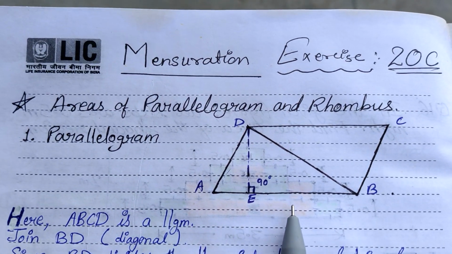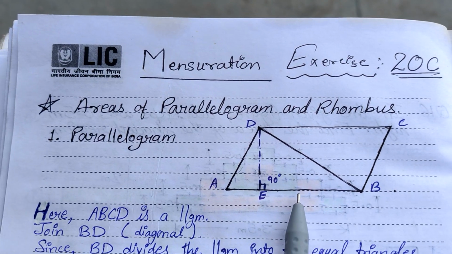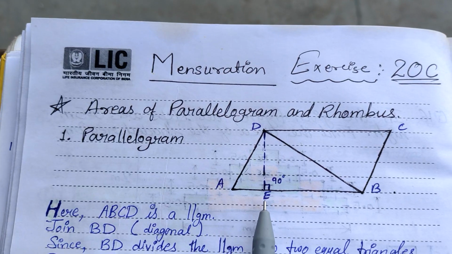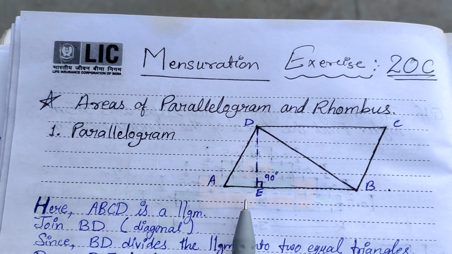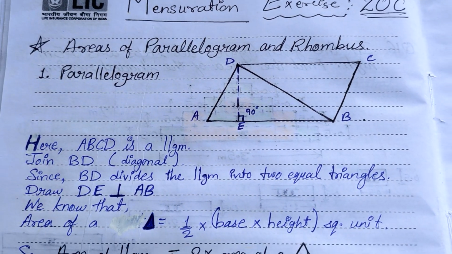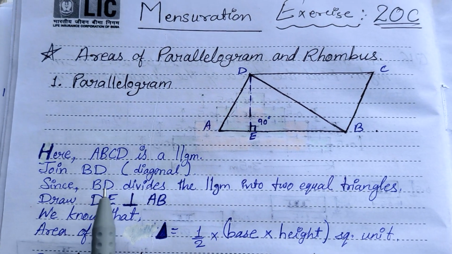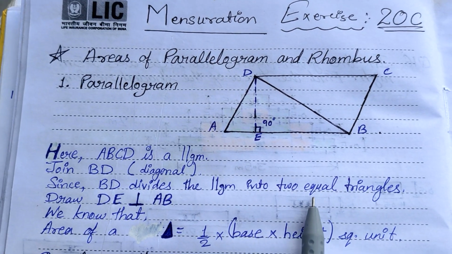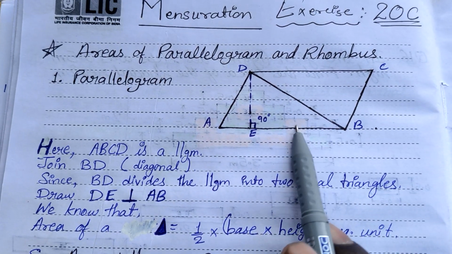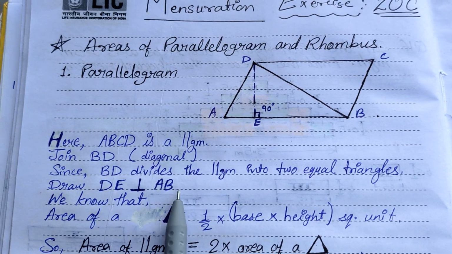Parallelogram. This is the figure of a parallelogram. Here ABCD is a parallelogram. Now BD is the diagonal and DE is perpendicular to AB, or say DE is the height of the parallelogram. Since BD divides the parallelogram into two equal triangles, and we have also drawn DE perpendicular to AB.